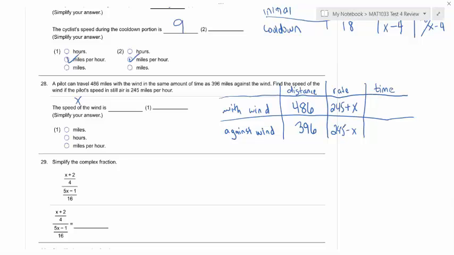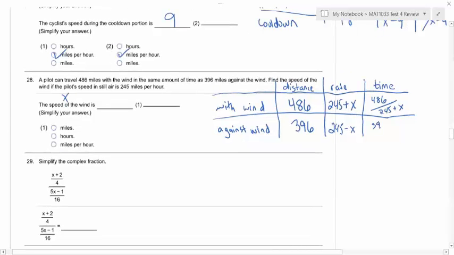How do we figure out the time if we have the distance and the rate already filled in on the chart? You would divide it? Yes, very good. So what would it be in the first time for with the wind? It would be 486 over the 245 plus x. So are you starting to see what I said, that there are some similarities to each problem, even though there's obviously difference as well, but this is one thing that they all have in common: to figure out the time column, you're dividing the distance by the rate. So then the other one would be 396 over 245 minus x.